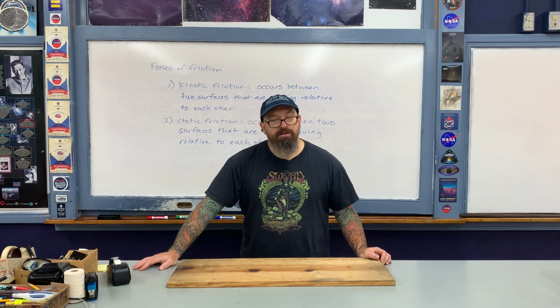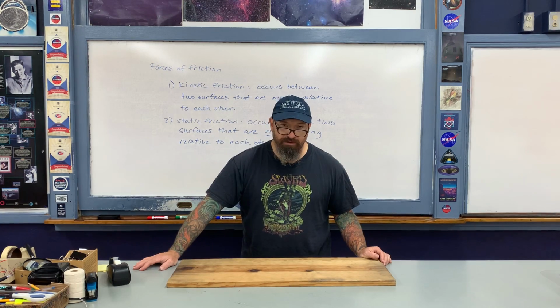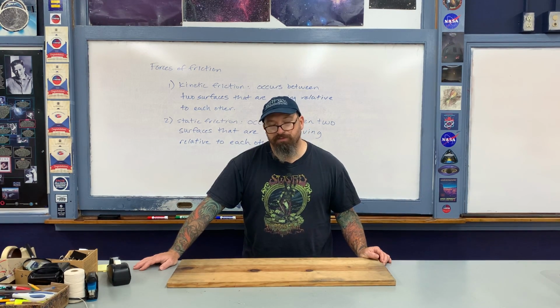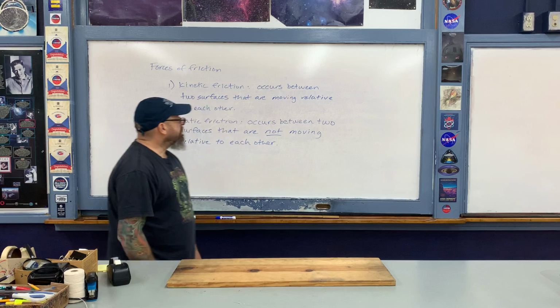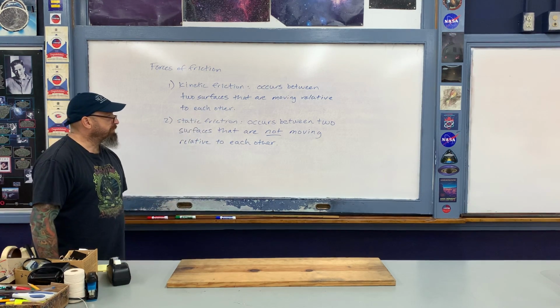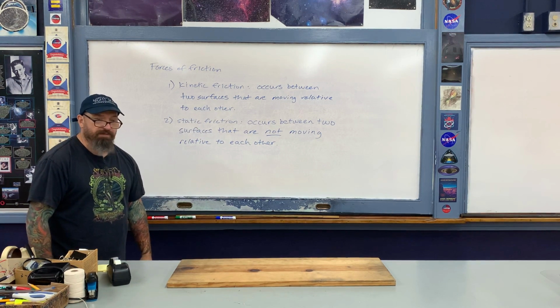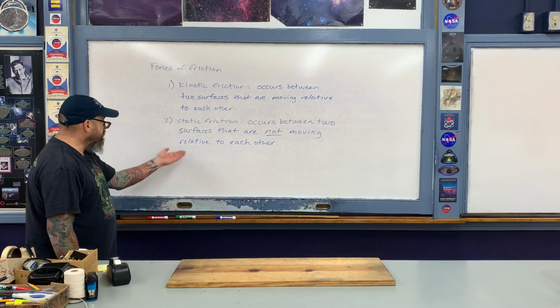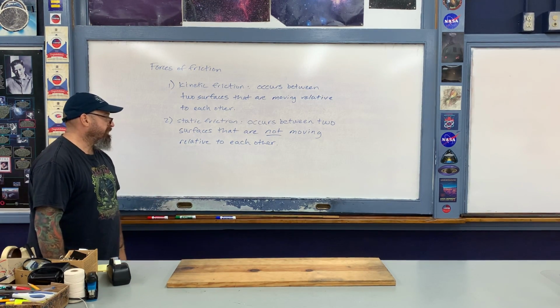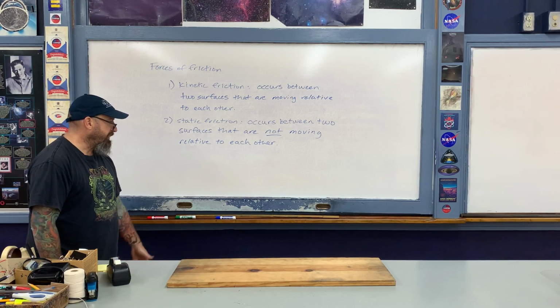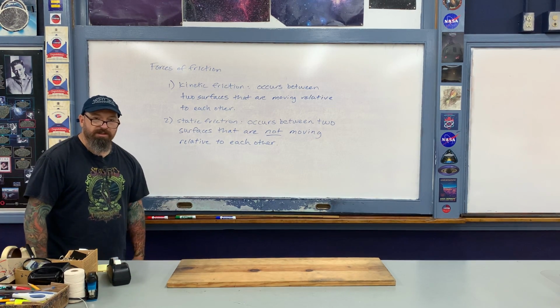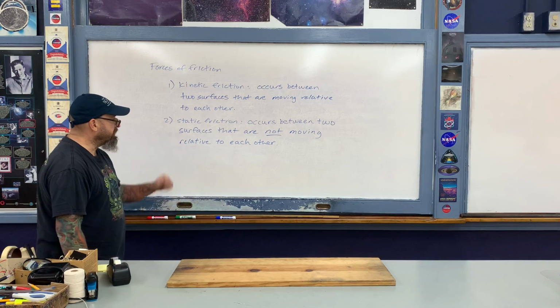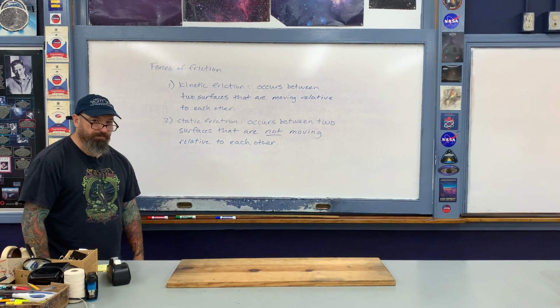We recognize that there are two distinct forces of friction. There is, first of all, what is called the force of kinetic friction. The force of kinetic friction occurs between two surfaces that are moving relative to each other. And then secondly, distinct from kinetic friction, is what is called static friction. Static friction occurs between two surfaces that are not moving relative to each other. Take a moment to pause here such that you can write down this information.